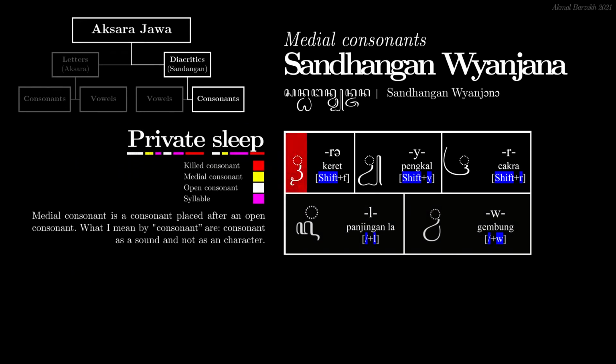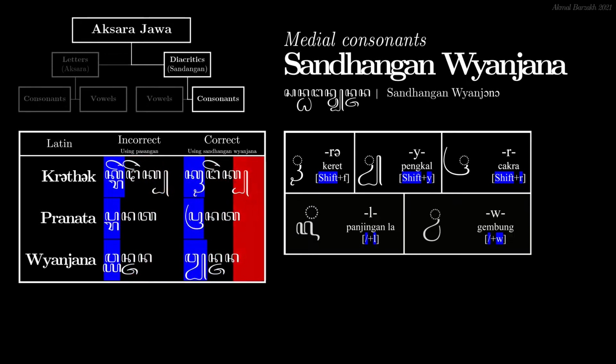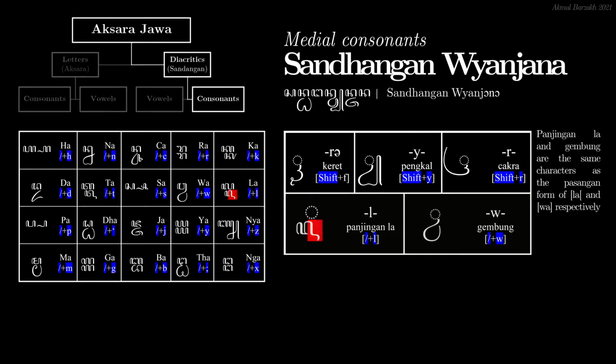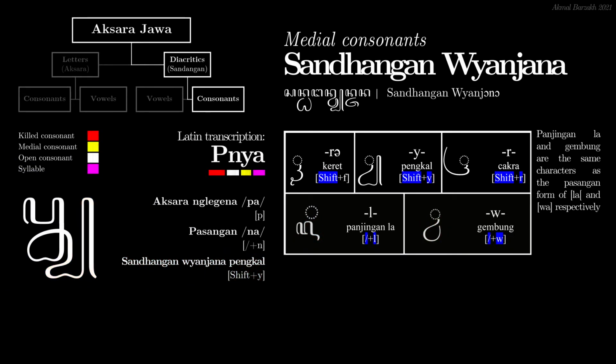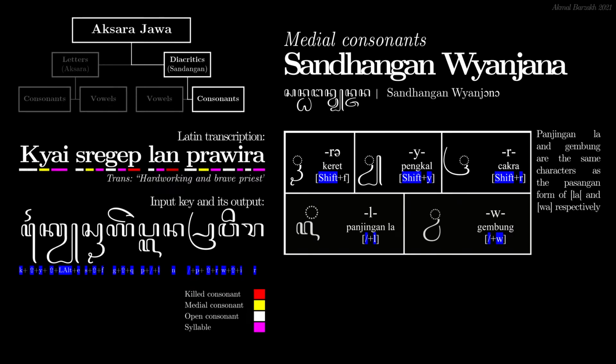Sandhangan Wyanjana include r, i, r, e, u. And these characters will replace the pasangan with their related consonant, except for and u, because they are the same character as their pasangan. And Sandhangan Wyanjana can be paired with pasangan to create a three consonant cluster. For example, Kiai Sregep lan Prawiro, which means hardworking and brave priest. The consonant K is paired with pengkal, So is paired with keret, and the Sandhangan No is paired with cokro.